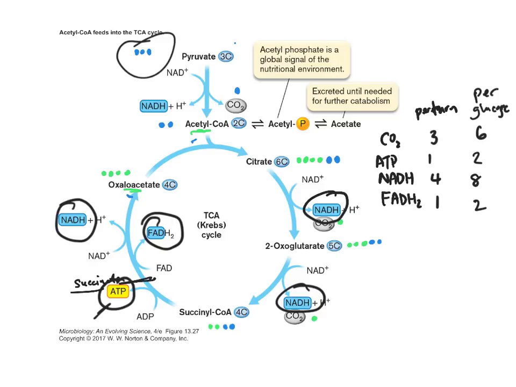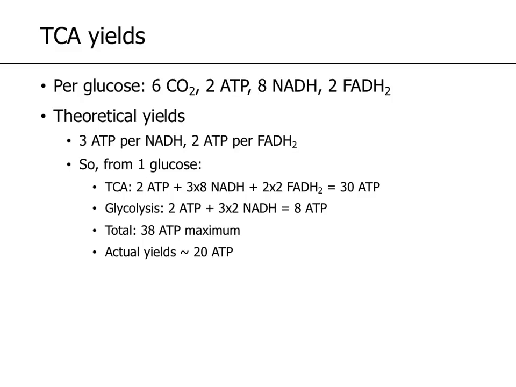All right, so just in general, the cell, and we'll learn about this next time, all of this reducing power has a way of getting turned back into ATP. And so the theoretical, in general, again per glucose, you end up with 6 carbon dioxide, 2 ATP, 8 NADH, and 2 FADH2. So now there are numbers.